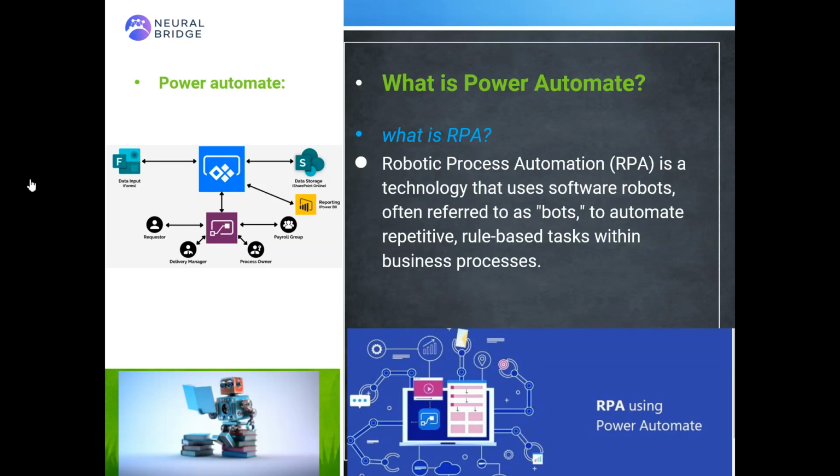So before getting deeper into Power Automate, let me explain RPA. What is RPA? RPA stands for Robotic Process Automation. It is a technology that uses software robots, often referred to as bots, to automate repetitive rule-based tasks within business processes. So in any business, I often have tasks that need to be repeated, something that needs to be executed in a daily manner or in an hourly manner.